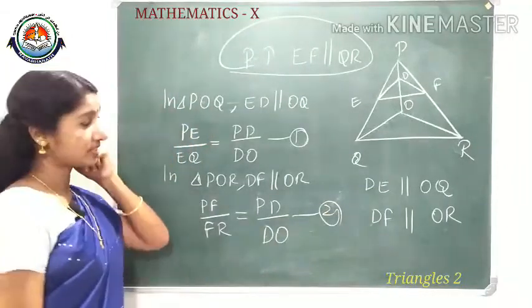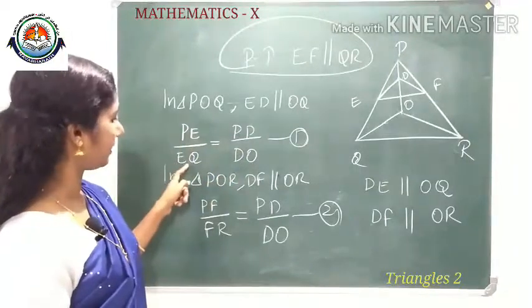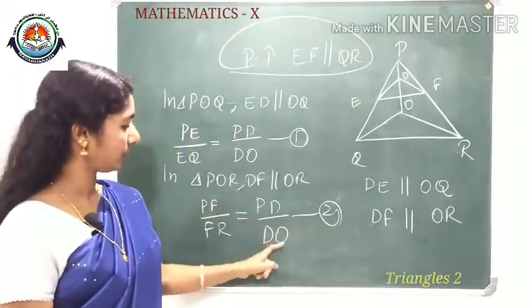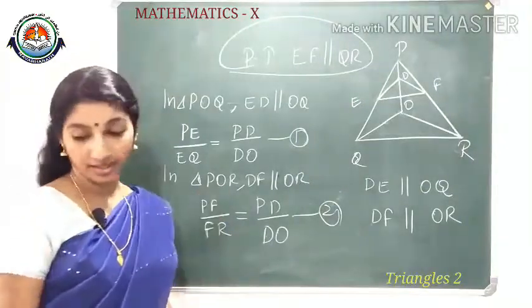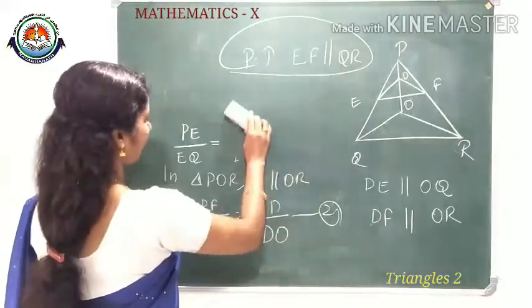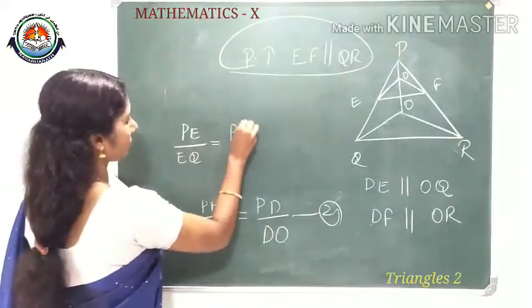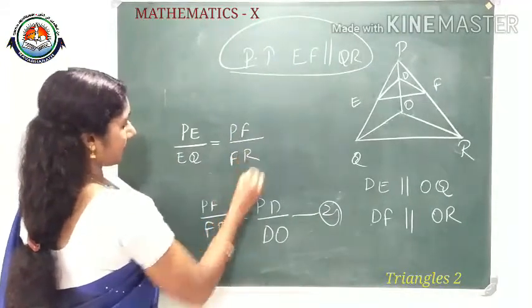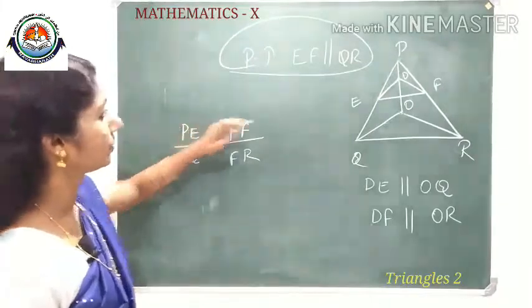See these two equations. Equation number 1 says PD by DO is same as PE by EQ. Equation number 2 gives PD by DO is same as PF by FR. So from equations 1 and 2, what can we write? PE by EQ is equal to PF by FR. Correct? PF by FR. And see, what is PE by EQ?